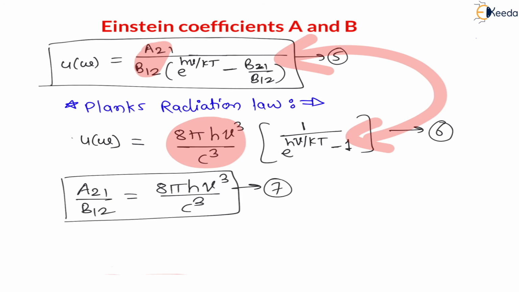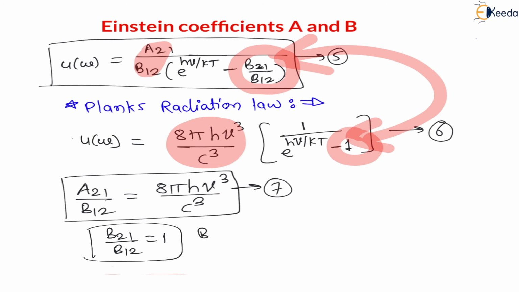Again, my dear students, by equating these two equations, this B21 divided by B12 we will get equal to 1. Therefore, comparing these two equations, I will get B21 divided by B12 is equal to 1. That means after cross multiplying, I will get B21 is equal to B12. This will be my eighth equation. It means if external energy source is given, the Einstein coefficient in both directions is the same. B21 is equal to B12. And between A and B the relation is 8 pi h nu cube divided by c cube.